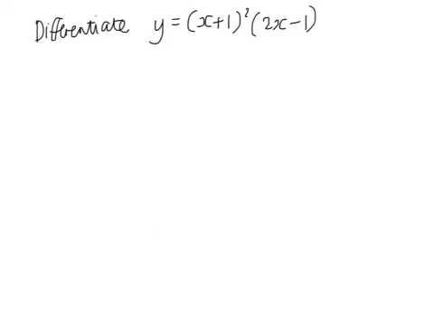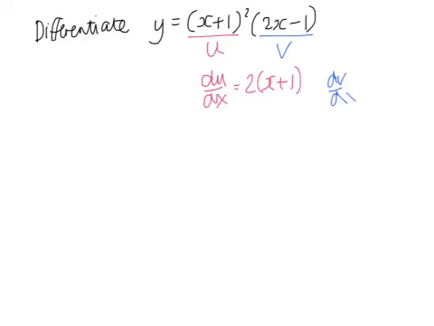Okay, let's try another. So let's make this x plus 1 squared equal to u and 2x minus 1 equal to v. So du by dx is going to be 2 lots of x plus 1. I've used the chain rule there, but it's a very simple case. If you want to write it out with t's, you can do, but basically it's just 2 times 2 lots of the brackets multiplied by the differential of the brackets, which is just 1 in that case.